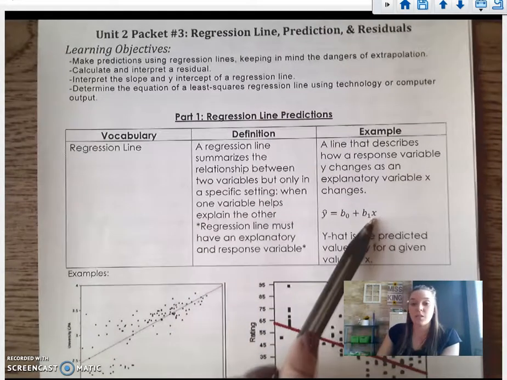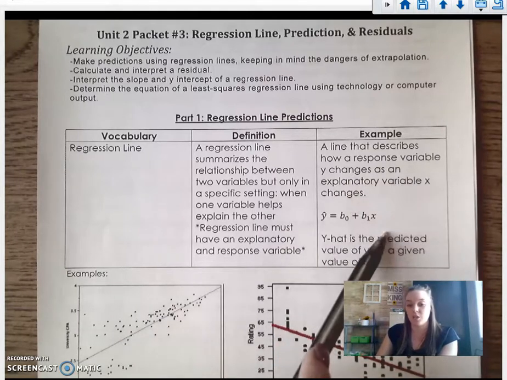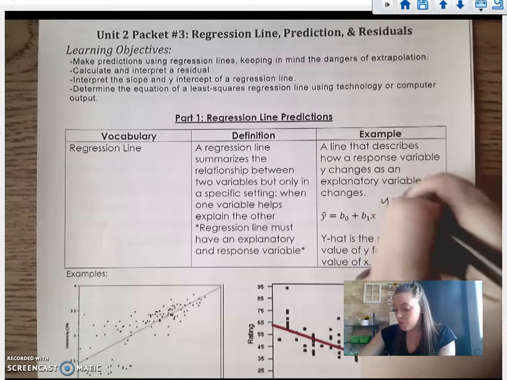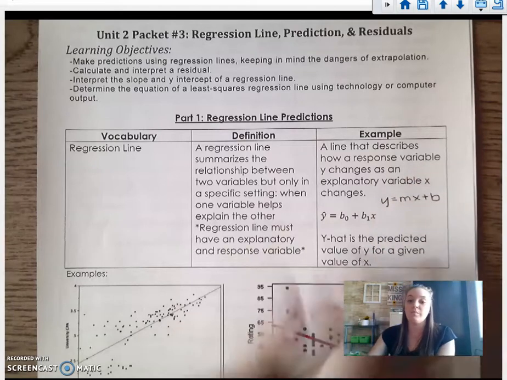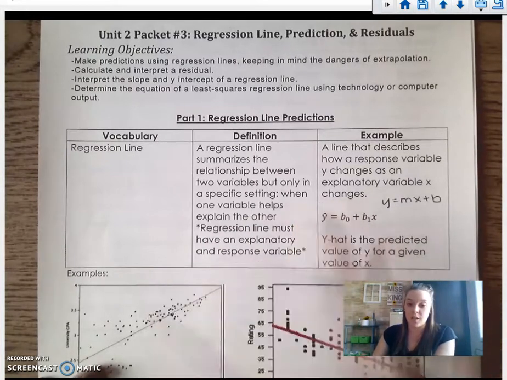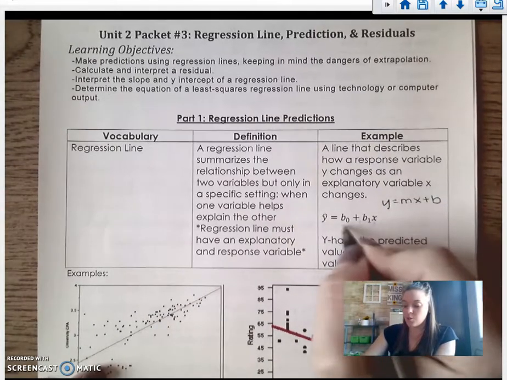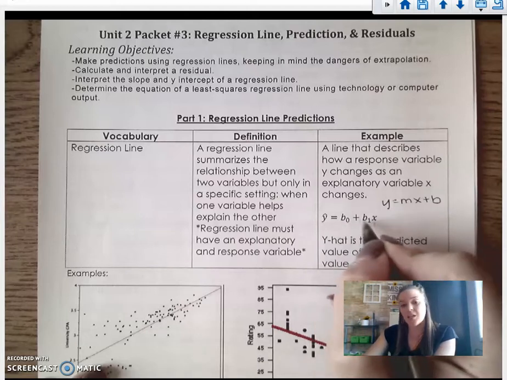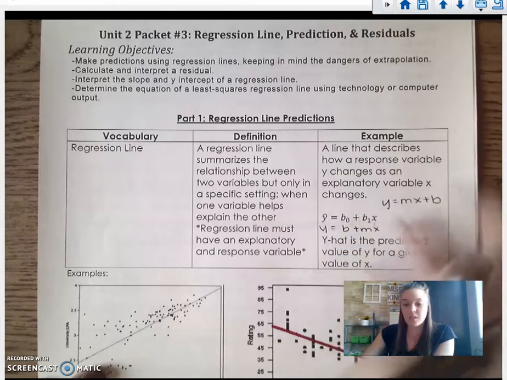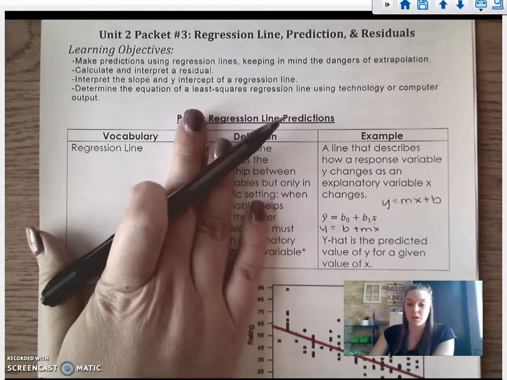So an example of this is a line that describes how a response variable y changes as an explanatory variable x changes. This formula right here should look familiar. It should look similar to your slope-intercept form, y equals mx plus b. Remember that we're only working with linear forms when we're creating regression lines. So the only difference here is your b and your mx are actually switched. Your b is here, and then b1 times x would be your mx. So this would be y equals b plus mx if you were to switch those two around. So we are talking about slope-intercept form when talking about regression line predictions.